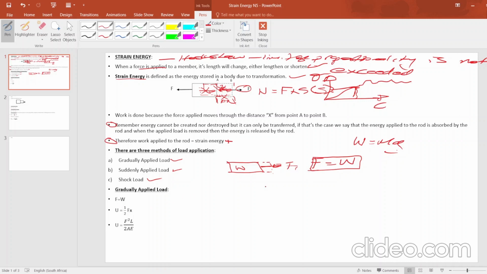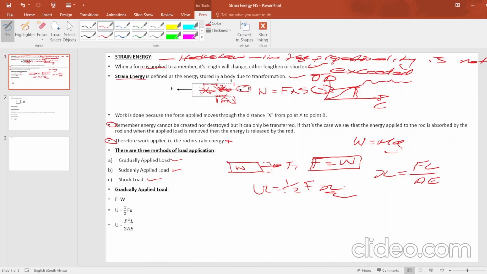Right, now in calculating the strain energy under the gradual load, it will be 1/2 force multiplied by x, right? Gradually, that gives you the picture that you are actually applying the average load or force. Hence the formula is half F multiplied by X. Now X, we know that it is FL over AE. X is the change in length.